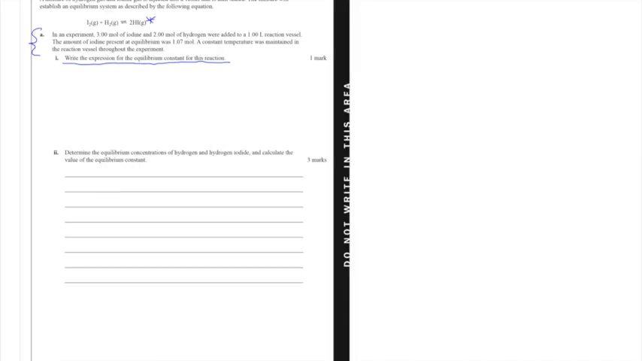So as we look here, it says, write the expression for the equilibrium constant for this reaction. Now we're not actually going to need any numbers here, so I can ignore that first little portion of the question. And instead, all I'm going to need is the actual equation. And of course, that's given right here.